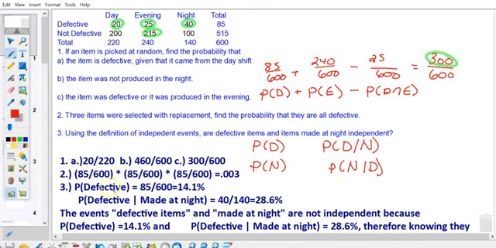So here's my work doing it this first way. Defective is 85 out of 600. That's the total here. Defective given that night is the 40 out of the total night, which is 140. Because these percents are not equal, the events are not independent. It means that being produced at night changes the outcome of being defective or not.